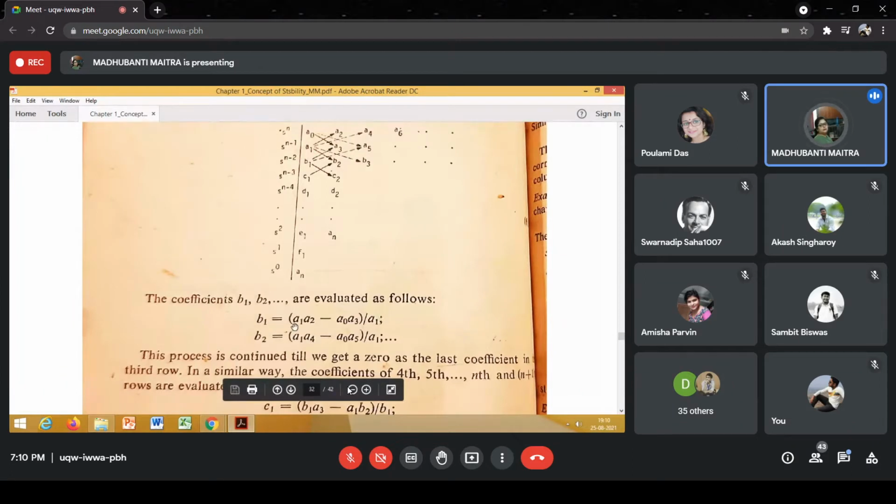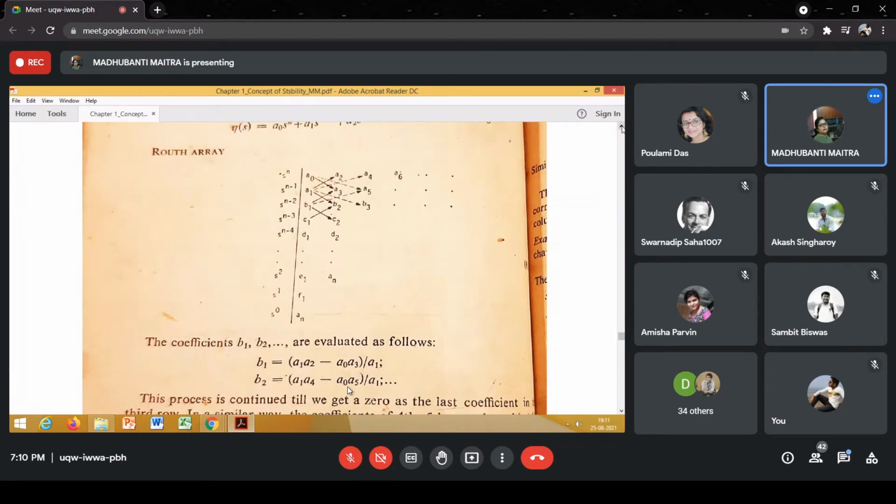So B1 is equal to A1 into A2 minus A0 into A3 whole divided by A1. B2 will be A1 into A4 minus A0 into A5 divided by A1. So in this way, we can compute all the B's. And there is a pattern, right? So if you can follow the pattern, then it will not be very difficult to remember this.